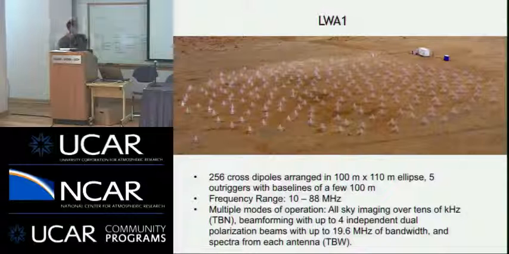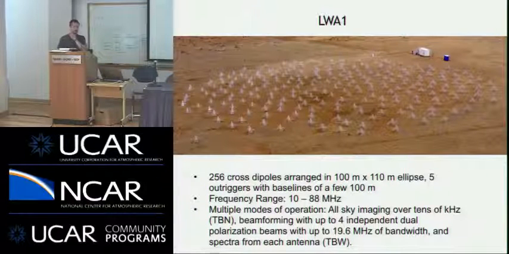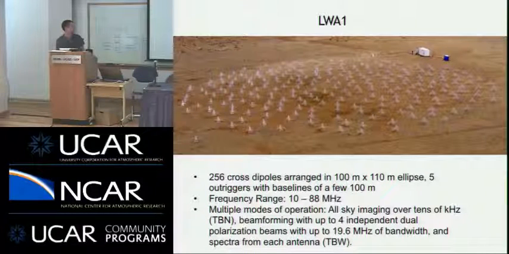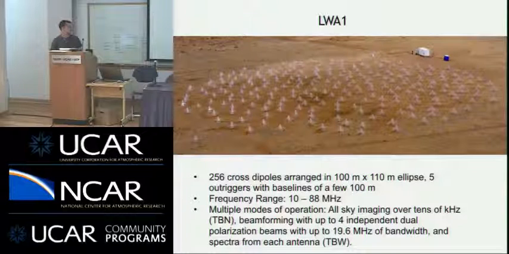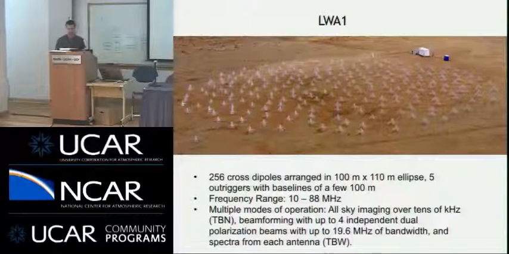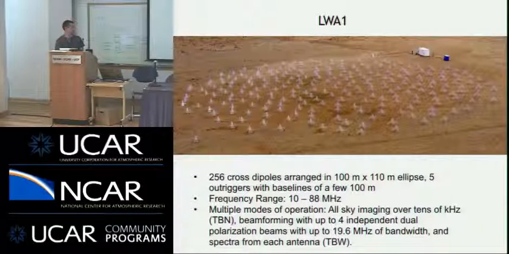To describe LWA, I will first describe a station that exists. We call this the first station, or LWA1. It consists of 256 dipoles arranged in a 100 meter by 110 meter ellipse. There are also five antennas that are a few hundred meters away, I think 300 to 500 meters away. They're not shown in the picture. The frequency range for this instrument is 10 to 88 megahertz.